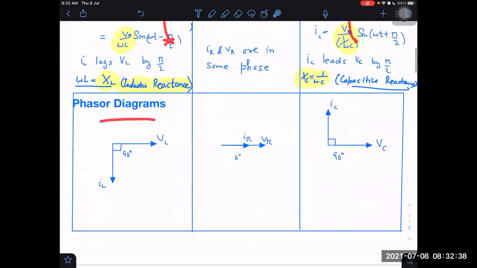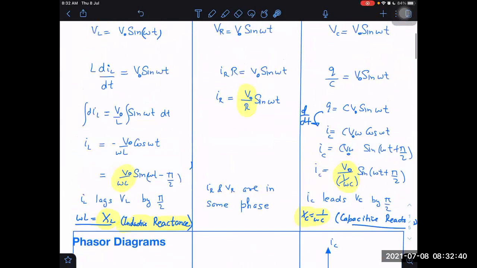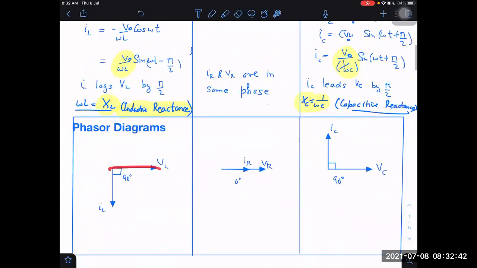Phasor diagrams. I have told you that I can take sine omega t as reference line. With respect to sine omega t, this is decreased by 90 degrees. Its phase is minus pi by 2, and here it is 0 degrees. Both are 0 degree phase only, same phase. We see 0 degrees, but IC will be leading. It has a phase of 90 degrees.